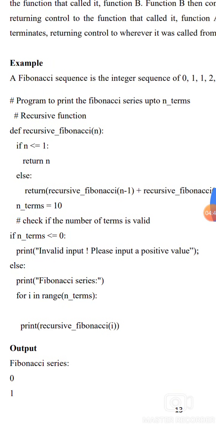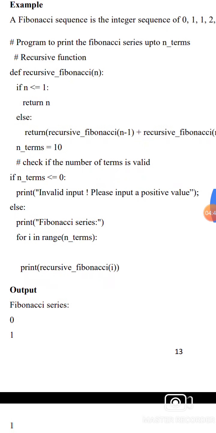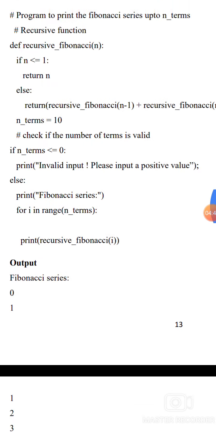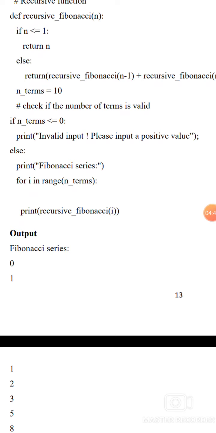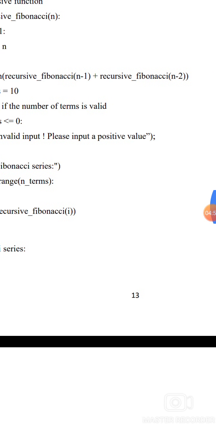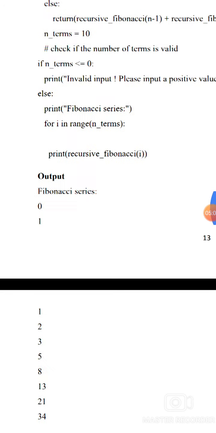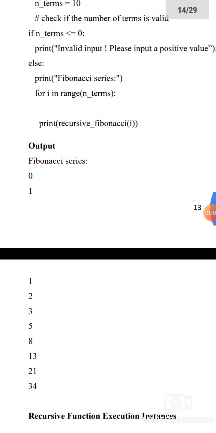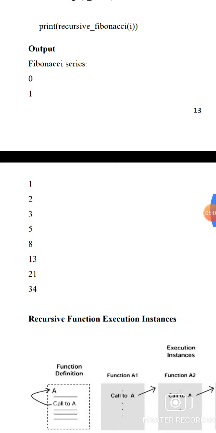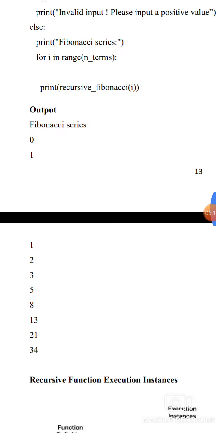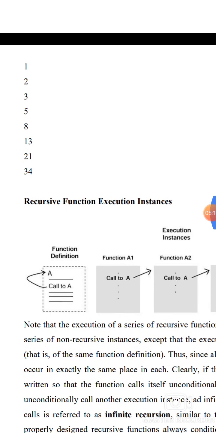An example of this is the Fibonacci series using recursion. Recursive Fibonacci of n: if n less than or equal to 1, return n, else return recursive Fibonacci of n minus 1 plus recursive Fibonacci of n minus 2. n terms equal to 10. If n terms less than or equal to 0, print invalid input, else print Fibonacci series: for i in range of n terms, print recursive Fibonacci of i. The output will be displayed like this: Fibonacci series 0, 1, 1, 2, 3, 5, 8, 13, 21, 34.